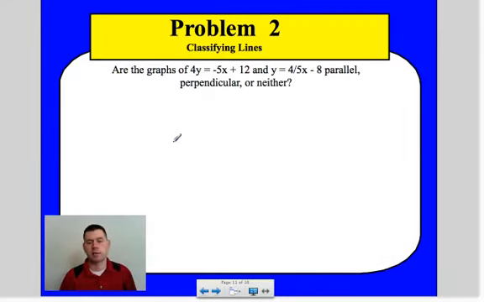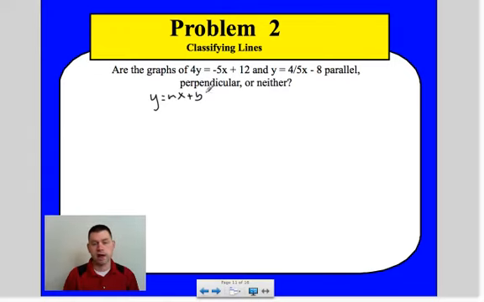Alright, so we're going to go ahead and talk about classifying. Now that we know what parallel and perpendicular mean, parallel is the same slope, perpendicular means they're opposite reciprocals. We're going to talk about how to classify. Are the graphs 4y equals negative 5x plus 12 and y equals 4/5 x minus 8 parallel, perpendicular, or neither? How do we classify those? What we need to look at is their slopes, so we have to get it into y equals mx plus b format.